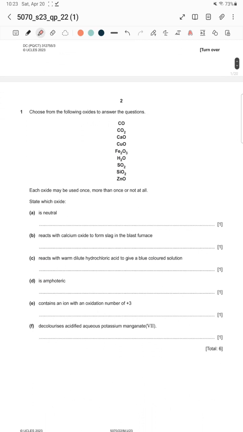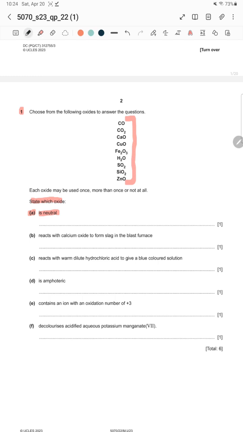Question 1 is as usual. You are given a list of chemical compounds, and one compound may be used once or more than once or not at all. So this question is easier for the students who have covered the overall syllabus and know the bullet points and overall concept of the topics. Part A is: state which oxide is neutral.